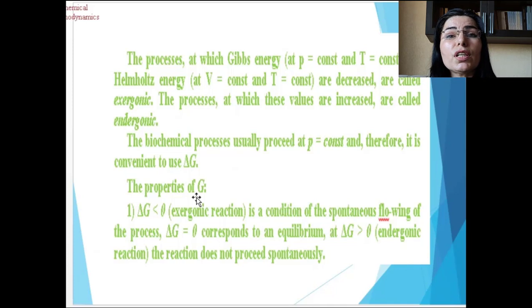The processes at which Gibbs energy at constant pressure and temperature, or Helmholtz energy at constant volume and temperature, decrease are called exergonic. The processes at which these values increase are called endergonic. Biochemical processes usually proceed at constant pressure, and therefore it's convenient to use delta G. Delta G less than zero, an exergonic reaction, is a condition of the spontaneous flowing of the process. Delta G equal to zero corresponds to equilibrium. At delta G more than zero, an endergonic reaction, the reaction doesn't proceed spontaneously.